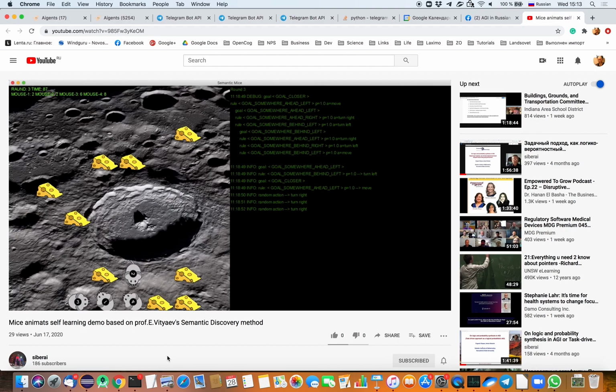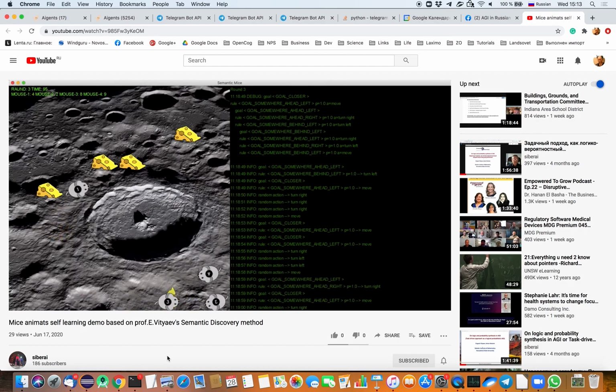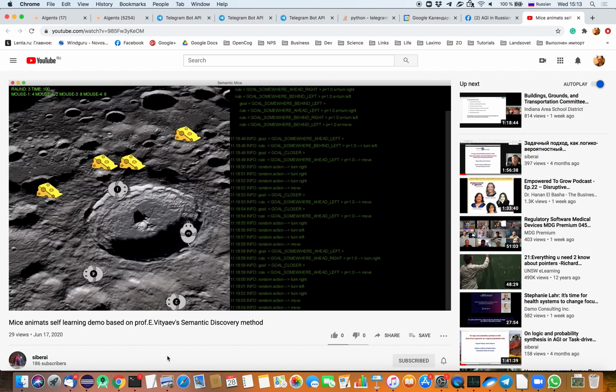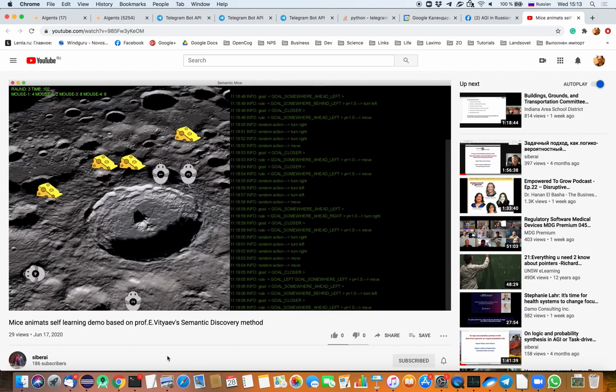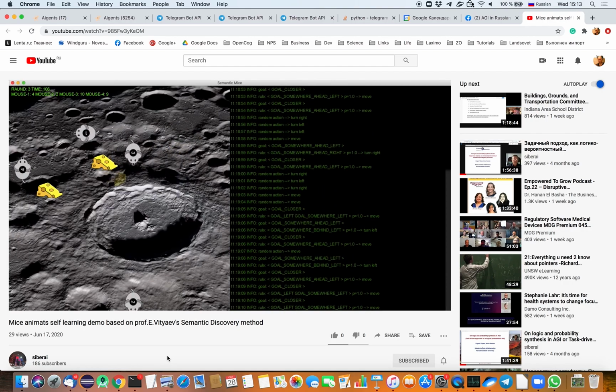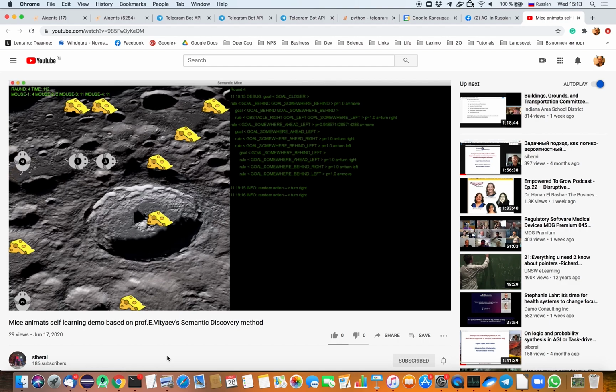What is also important here is that these mice are able to learn cooperatively using the statements in this language that you can see on the right. The experiment shows that if each mouse learns on its own and keeps its own model of the world to predict the outcome of its actions, then they learn relatively slowly.